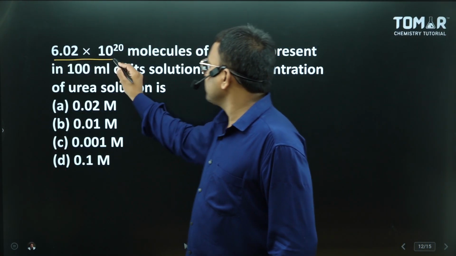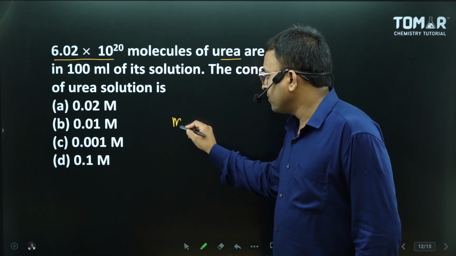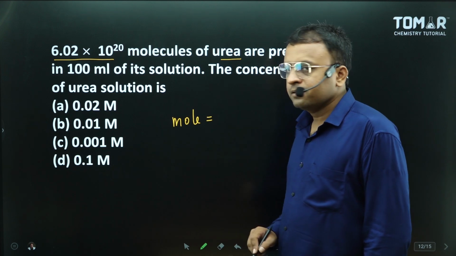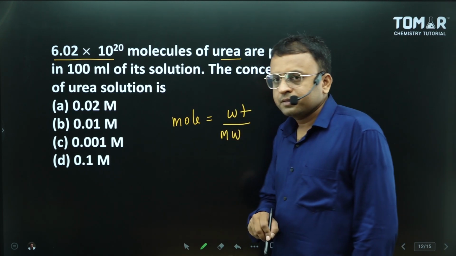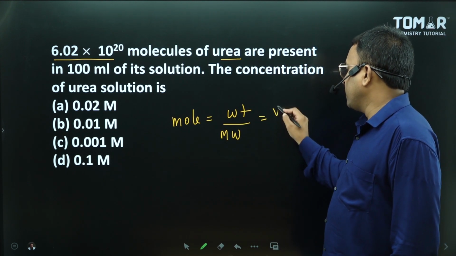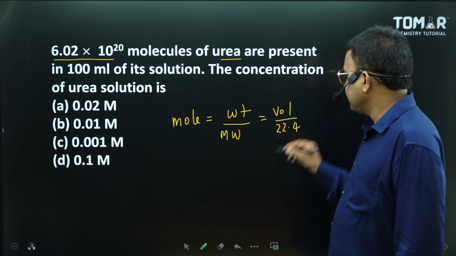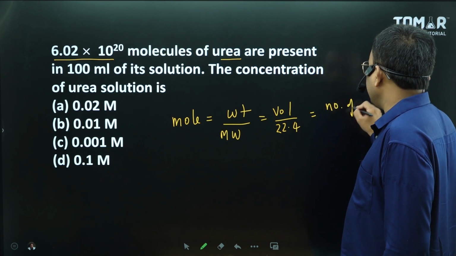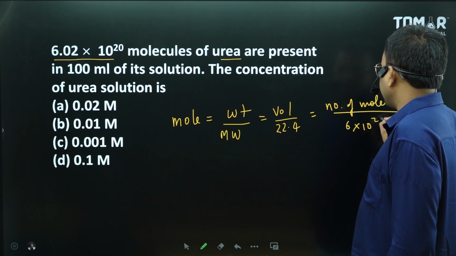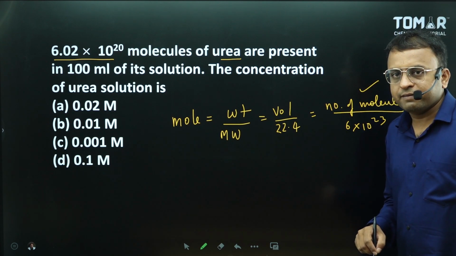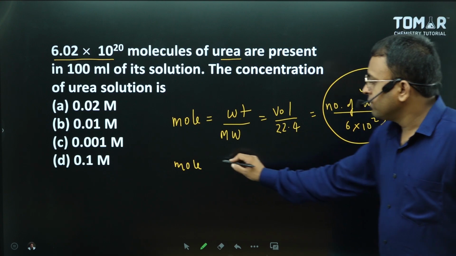Next question. This many molecules of urea. Find mole first. Mole is weight divided by molecular weight. Weight is not given here. Volume divided by 22.4, volume is not given here. And number of molecules divided by Na, 6 into 10 to the power 23. Yes, the number of molecules is given here. So find mole by using this formula.